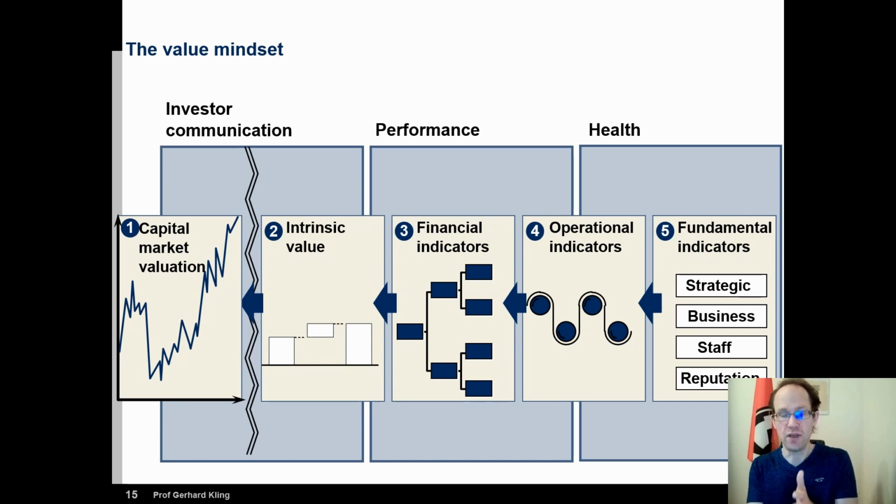Intrinsic value, when you do the modeling, is linked to financial indicators. It's linked to so-called value drivers, and we talk about this very extensively. So we talk here about profitability measures and measures of growth, and these in turn are interrelated with your actual operations. So actually, what business are you doing exactly? And then it comes back to your fundamentals: your strategy, what kind of business you are doing, your staff, reputation, and so on.